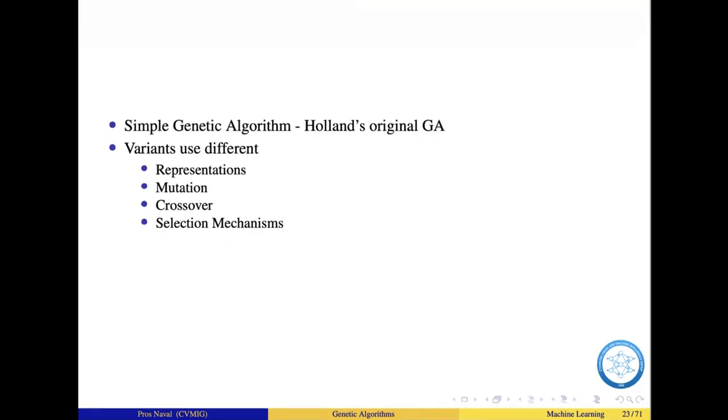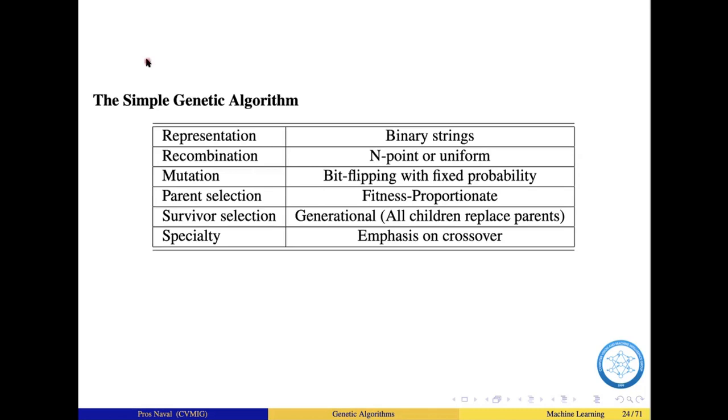So we'll talk about the SGA, or the simple genetic algorithm by Holland. This is the first version made by Holland, and it's simple, easy to understand, and we will talk about this. The variants of the SGA use different representations, different mutation operations, different crossover operations, as well as different selection mechanisms. So you can see that there are many different variants of the genetic algorithm. So let's take a look at the most basic one.